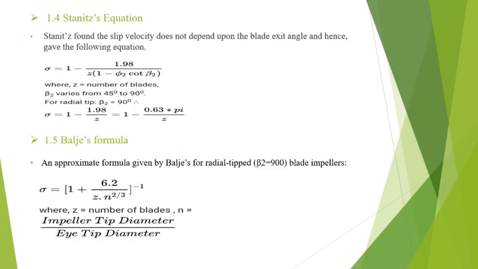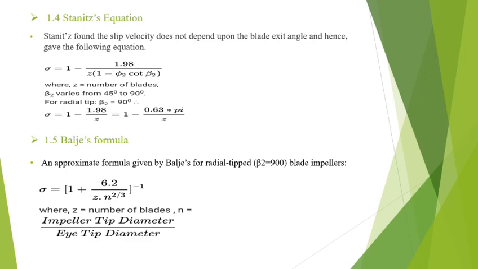And after that we discuss the Stanitz equation. Stanitz found the slip velocity does not depend upon the blade exit angle and hence gave the following equation. Sigma is equal to 1 minus 0.63 pi by z, divided by (1 minus phi 2 into cot beta 2), where z is equal to the number of blades. Beta 2 varies from 45 degrees to 90 degrees. For a radial tip, beta 2 is equal to 90 degrees, and sigma is equal to 1 minus 0.63 pi by z.